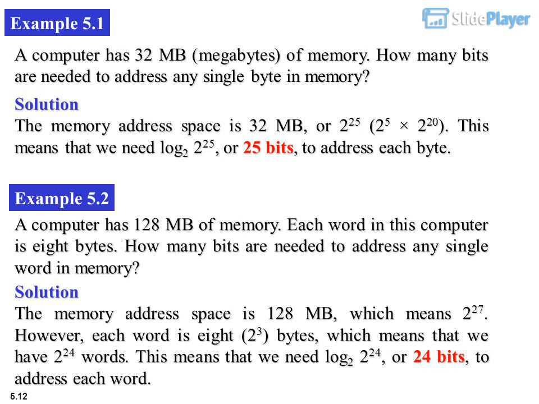Example 5.2. A computer has 128 megabytes of memory. Each word in this computer is 8 bytes. How many bits are needed to address any single word in memory? Solution. The memory address space is 128 megabytes, which means 2^27. However, each word is 2^3 bytes, which means that we have 2^24 words. This means that we need log 2^24, or 24 bits, to address each word.